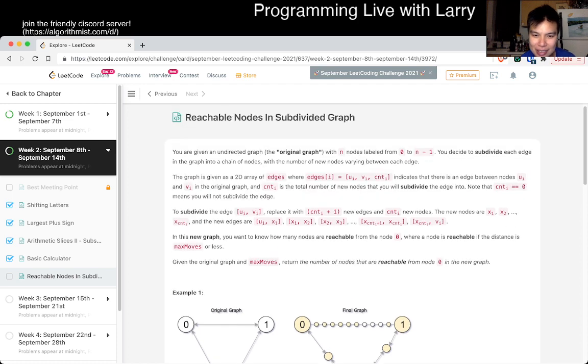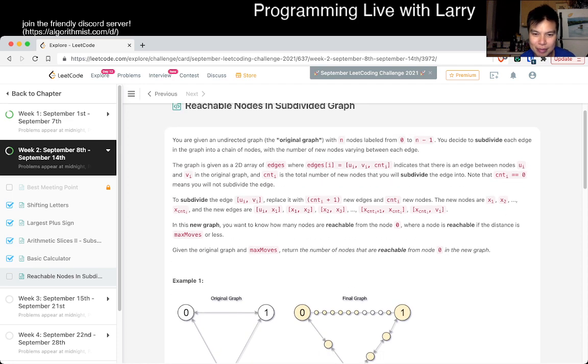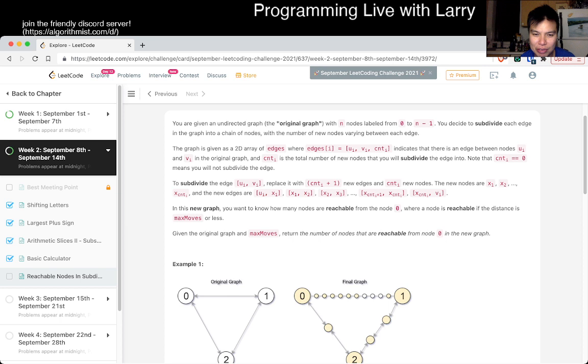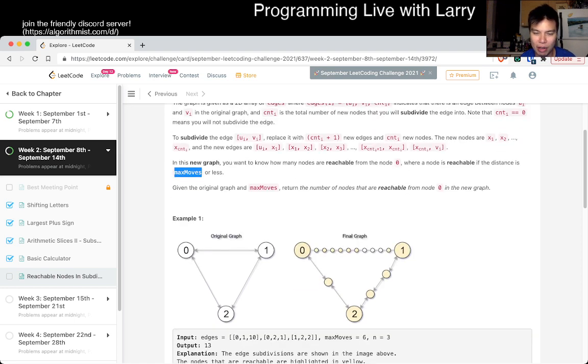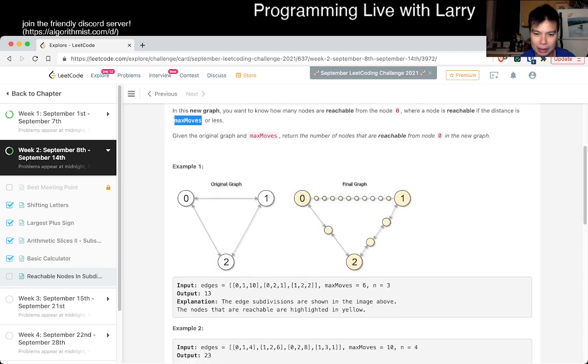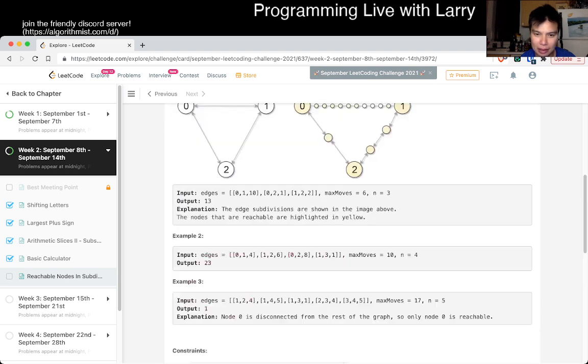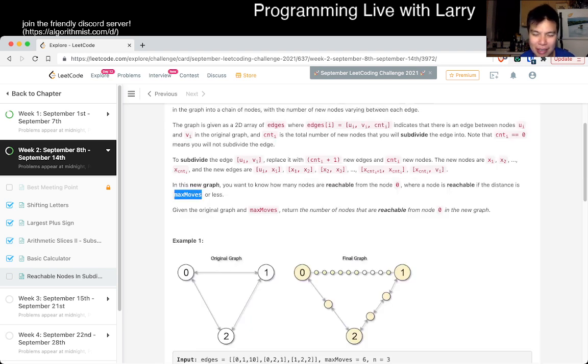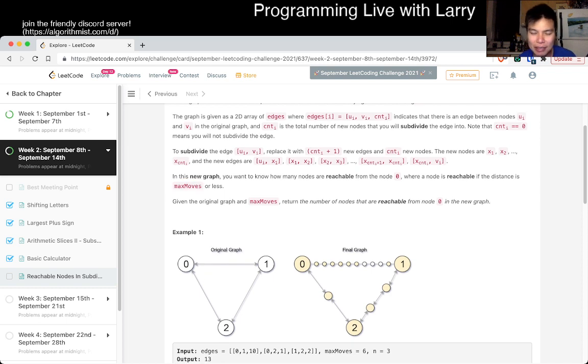Okay, the graph is given, to subdivide UV, replace it with count sub edges. How many nodes are reachable from 0? And you give it max moves. Okay. This is very awkward. But let's see. I was going to say I don't think I've seen this particular problem, but this is just a very awkward problem.